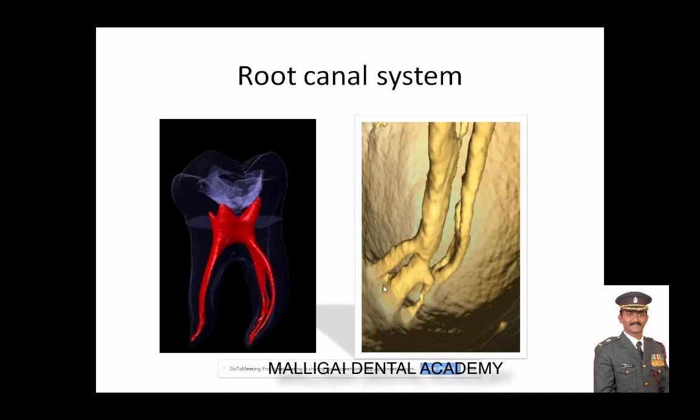Look at the image 2. This is an enlarged view of the apical third of a maxillary central incisor. Can you see the ramifications that exist in the apical third? Would you call this a root canal or a root canal system? I would call it a root canal system.